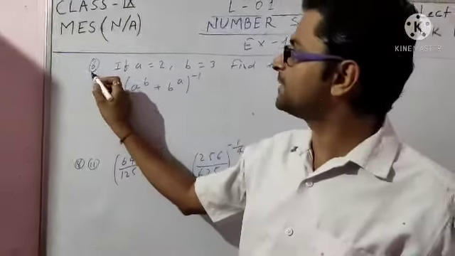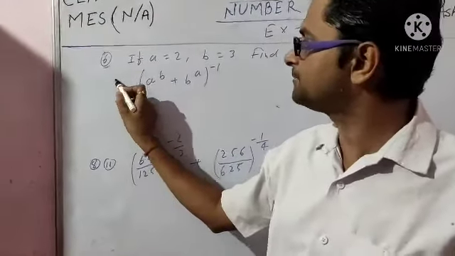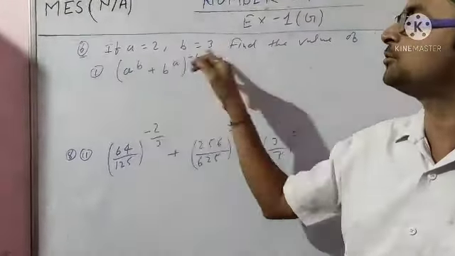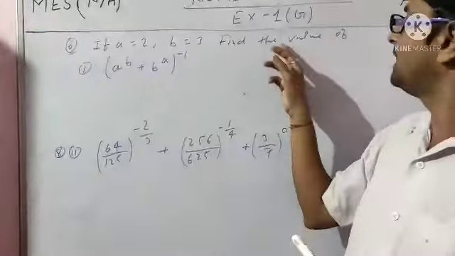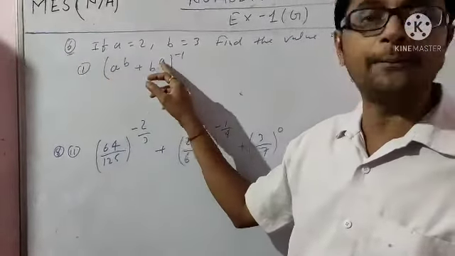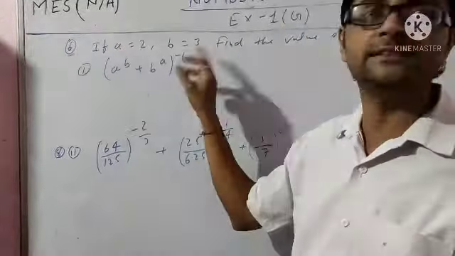Here student, question number 6. The first part: two pieces of information are given, A is equal to 2 and B is equal to 3. Find the value of A to the power B plus B to the power A, the whole power is -1.